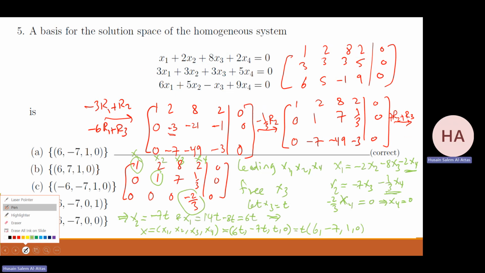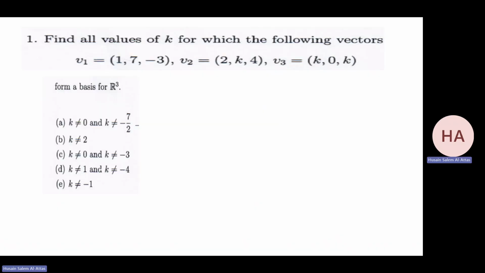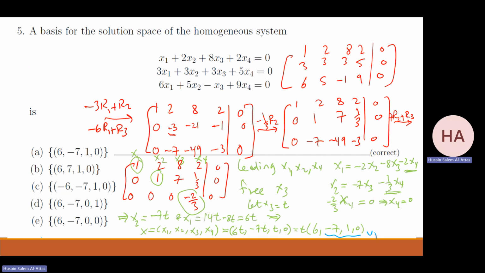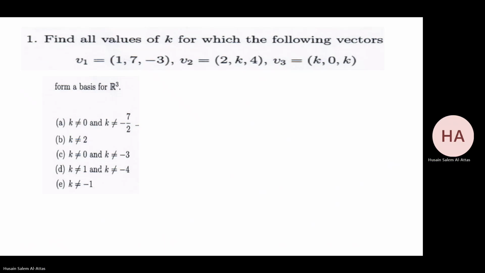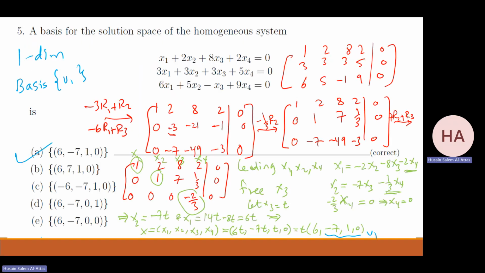That means you have, this is V1, and they have only, so it's a one-dimensional subspace, and the basis is only V1. Yeah, which is this one? 6, minus 7, 1, 0. Okay.